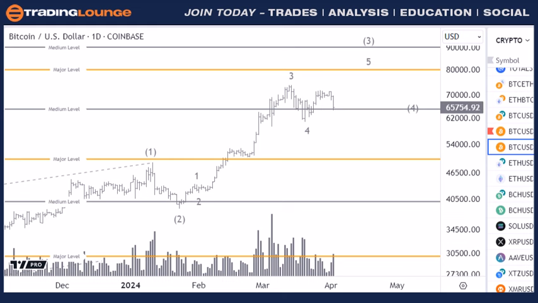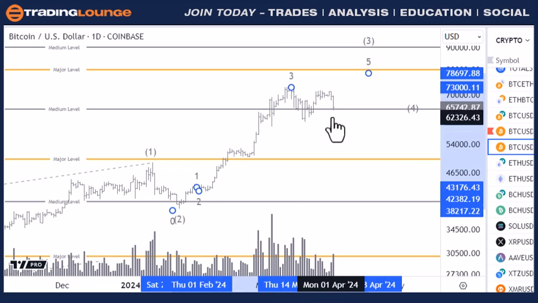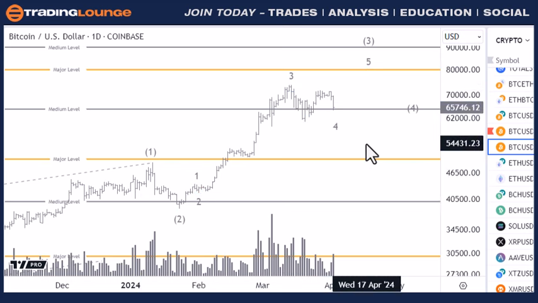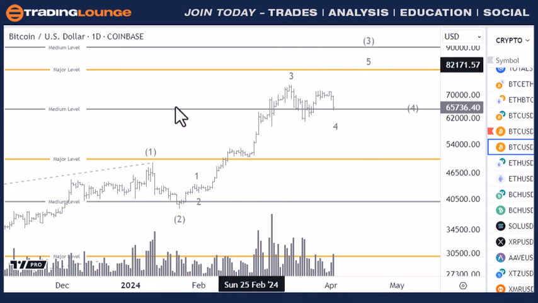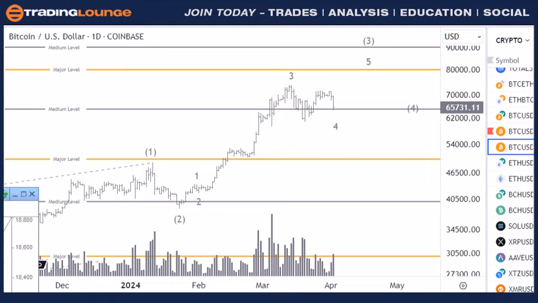Starting with Bitcoin here, we've had a sharp drop off, and it's kind of interesting really because I think it's a little bit what the Nasdaq is going through. So this particular little pattern here, we might need to put wave 4 over here, and we'll have a look at it on the intraday in a moment.